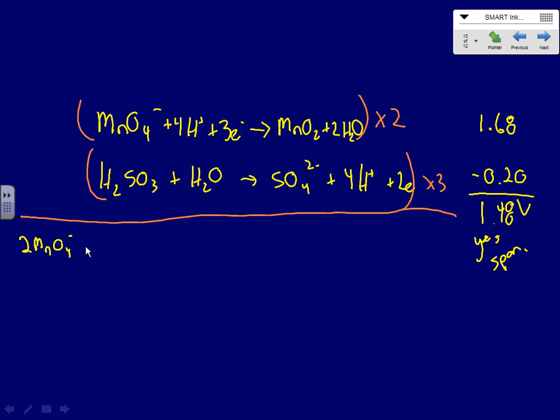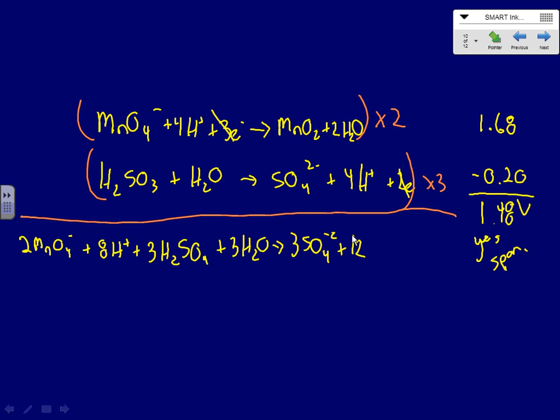2MnO4 minus plus 8H plus. The electrons are gone. I'm going to go to the other side. Here, I'll cancel those electrons out, 6 and 6. I'm going to go to the bottom one, plus 3H2SO4 plus 3H2O. I'm at the middle, 3SO4 minus 2.